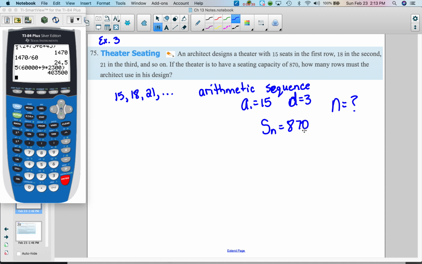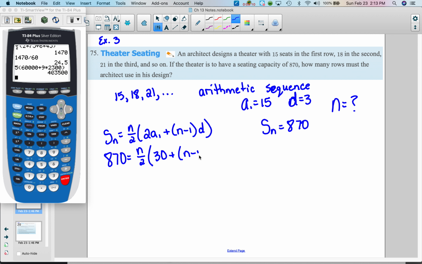So I'm going to use a formula for this, and I need a formula that involves, notice we don't know a sub n. So I'm going to use the same formula that we used before. So we have S sub n equals n over 2 times a sub 1 plus n minus 1 times d. And then we're going to plug in what we know. So we know S sub n this time is 870. We don't know n. We know a sub 1 is 15, so 2 times 15 is 30. We don't know n minus 1. We know d is 3.